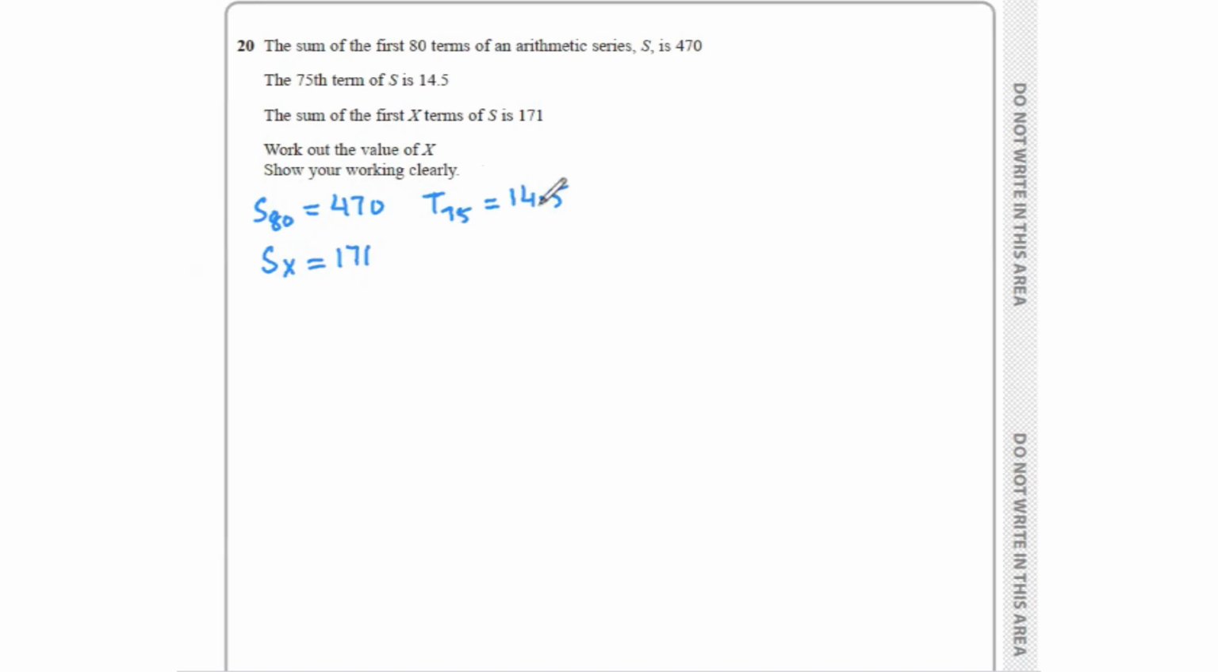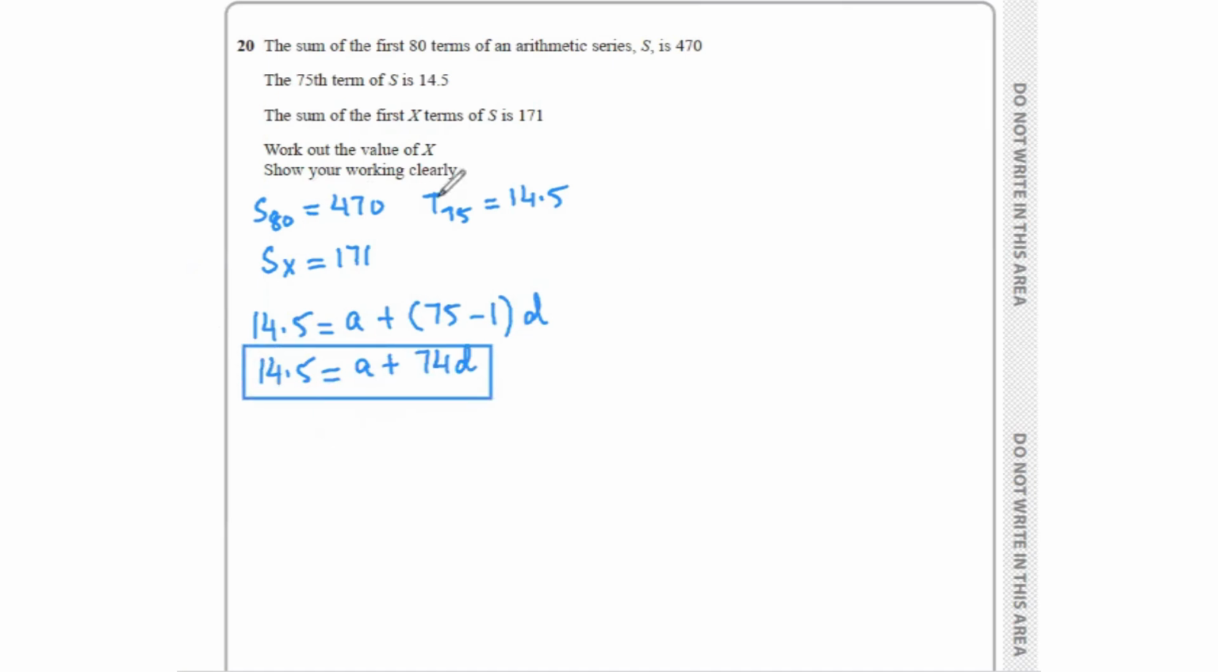So using the 75th term 14.5, we can say that 14.5 equals the first term, which is A, plus 75 minus 1 times D. I'm using the nth term formula over here to create an equation in terms of the first term and the common difference. So that's 14.5 equals A plus 74D. This is our first equation.